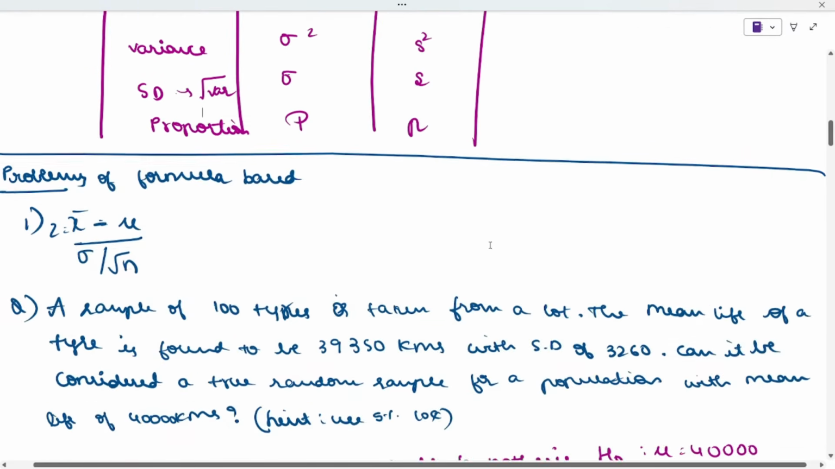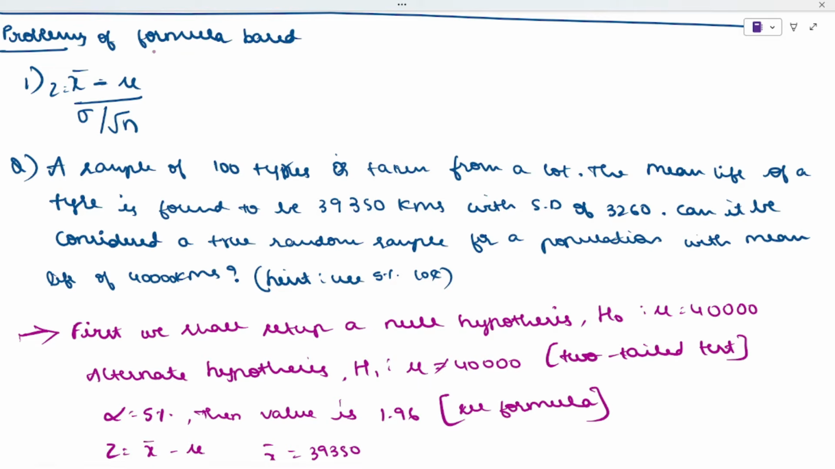Now next, problems based on z is equal to x bar minus mu divided by sigma by root n. Now how to identify this? See, first they have asked: a sample of 100 tires taken from a lot. 100 tires means it is some number, you have to assume like that. The mean life of a tire is found to be 39350. That is, they have given some mean value. SD also they have mentioned, that is standard deviation.